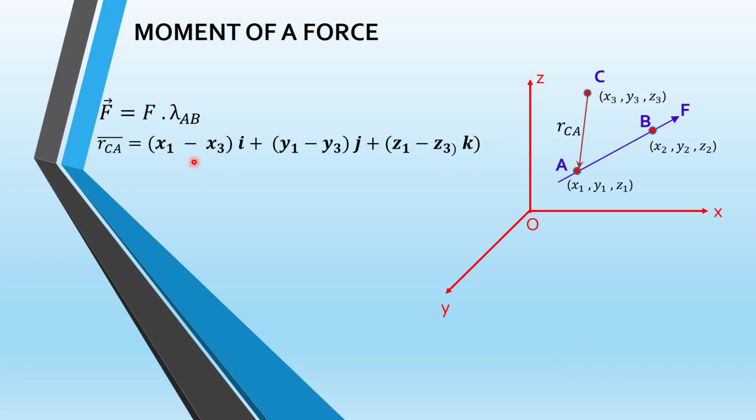You have to be very careful. You have to take the originating point as the moment center and the final point will be any point lying on the line of action of the force. So, when you find the position vector, you have to subtract the coordinates of the originating point from the final point. That is x1 minus x3, y1 minus y3 and z1 minus z3. Clear? Okay.